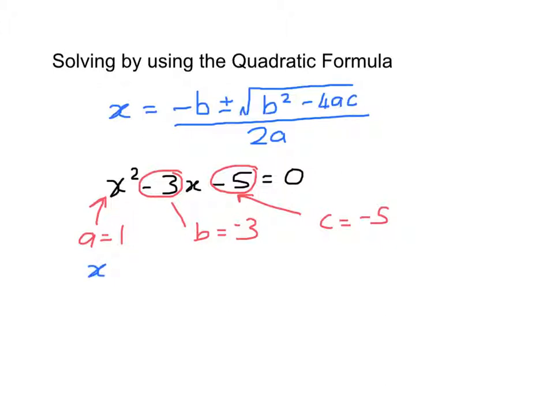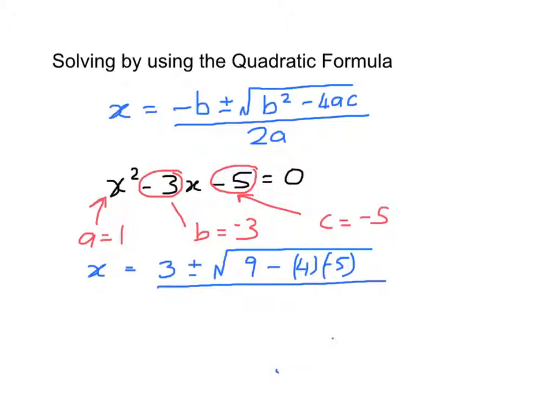So my x equals the negative of -3, a negative is a +3, plus or minus the square root of b squared, -3 times -3 is 9, minus 4 times 1, so it'll be 4, times -5. And all of that, the whole lot is going to be over 2 times a on the bottom. So 2 on the bottom.